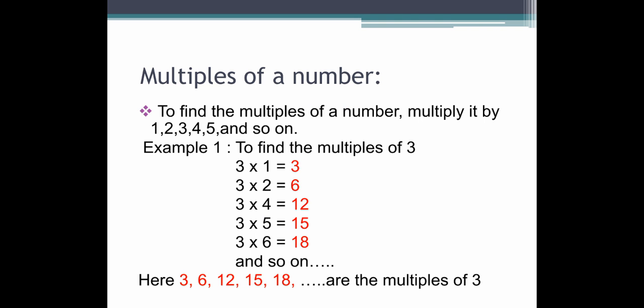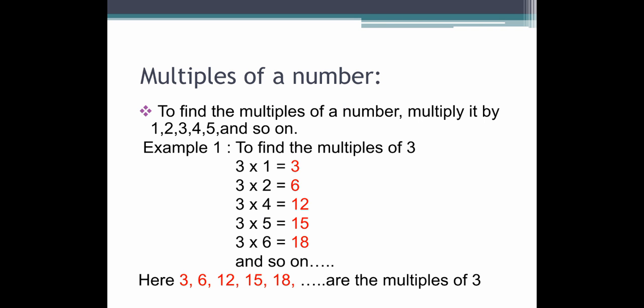Now how do you find the multiples of a number? To find the multiples of a number, you have to multiply that number by any numbers like 1, 2, 3, 4, 5, 6, 7, 8, etc. and so on. So if you multiply that number with any numbers, you can find the multiples. Like for example, if you have to find the multiples of 3, you have to multiply 3 with 1, 2, 3, 4, 5, 6, 7, 8, etc.